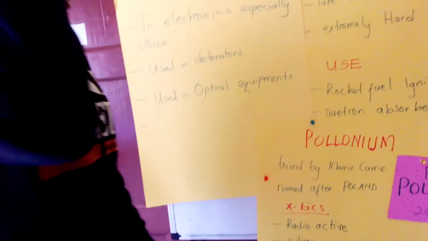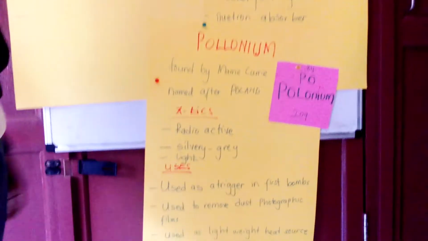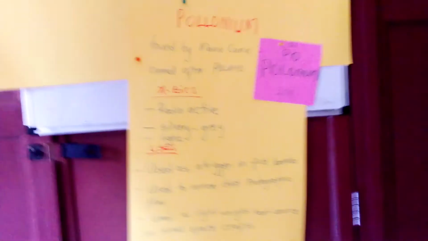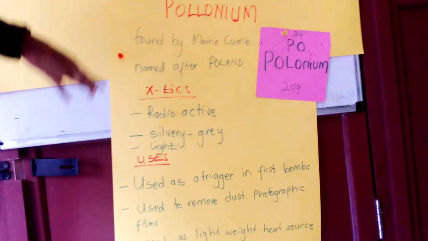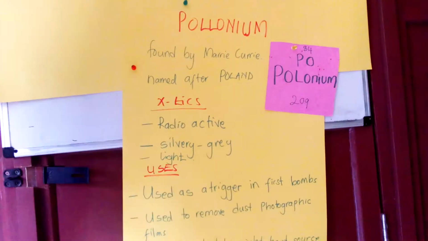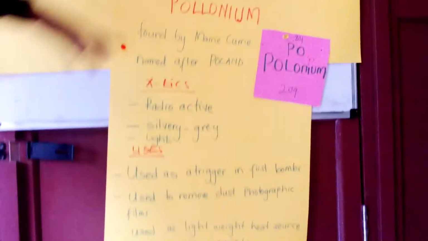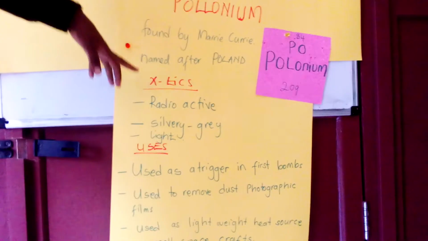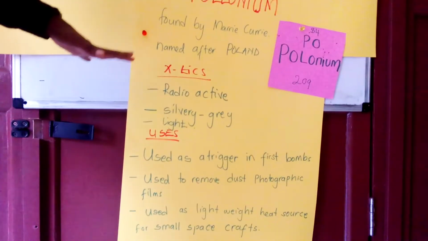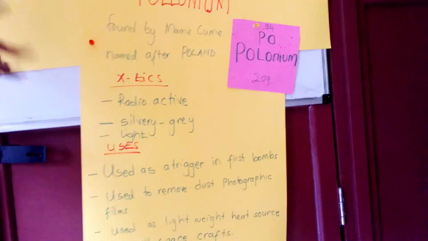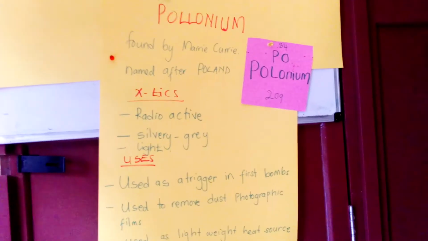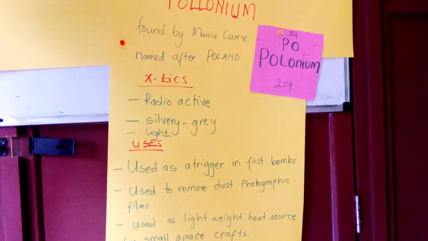Then today, we are just going to look at polonium as another element. It is a very radioactive element, and it was found by a female scientist called Marie Curie. It was named Polonium after the country Poland. This is where she lived. And among the characteristics, we've said it is very radioactive, it is silver green color, it is a light element. It is more of a crystal but light in weight.